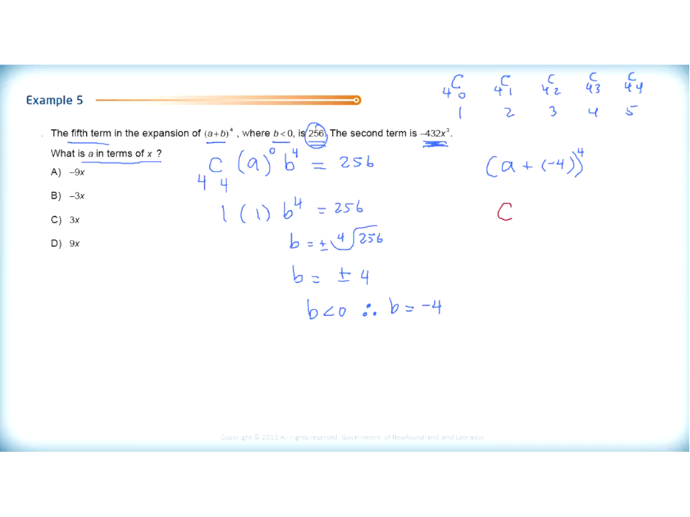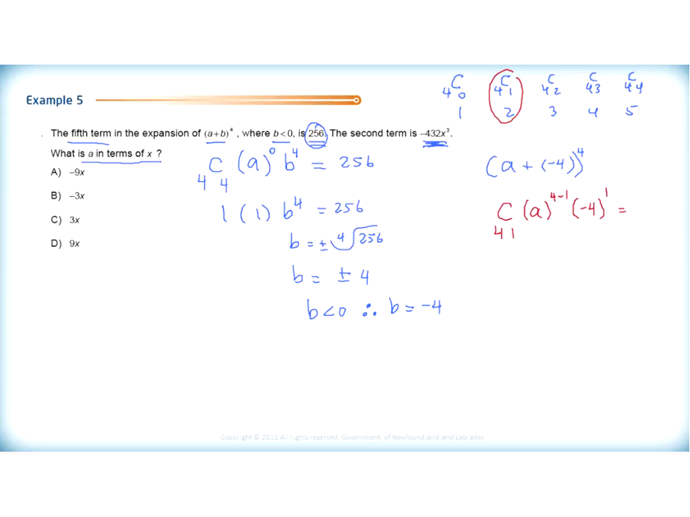The second term would look like this: the C of 4 choose 1, second term, A to the power of 4 subtract 1, negative 4 to the 1. Because I know that B is negative 4, you see, right there. So I'm looking for the second term of this expansion. Now I already know that B is negative 4, so I've already filled that in. A plus a negative 4 to the power of 4. The second term is this.